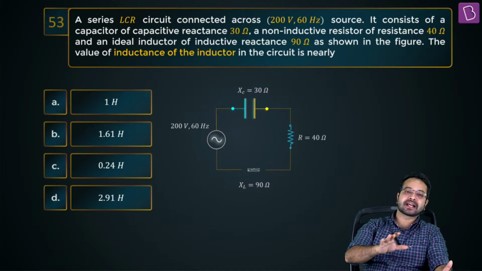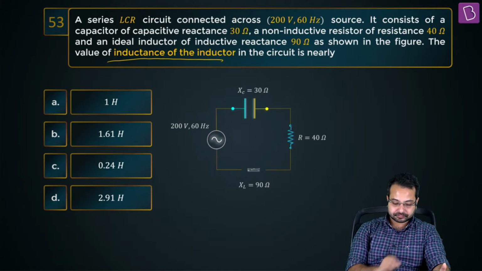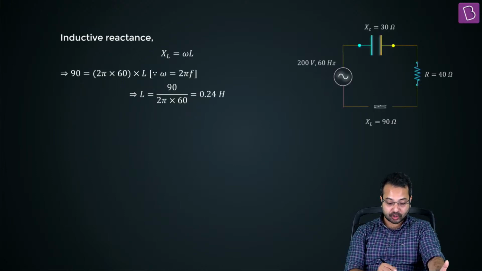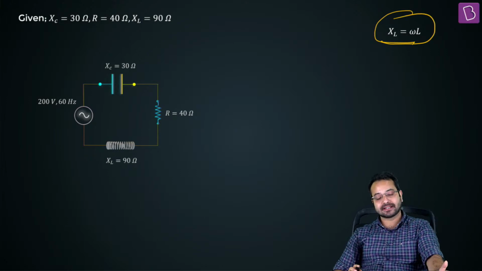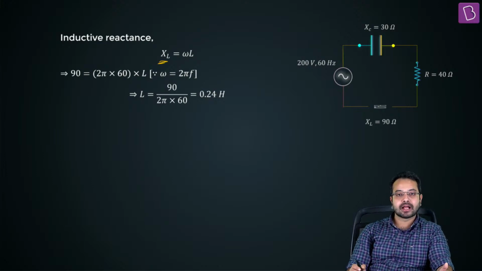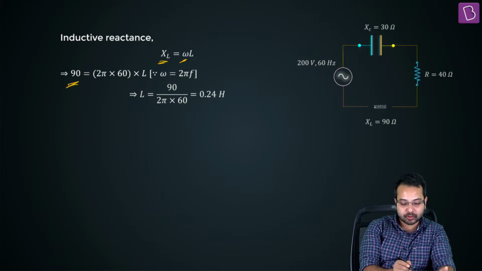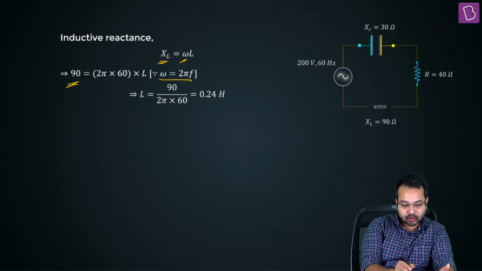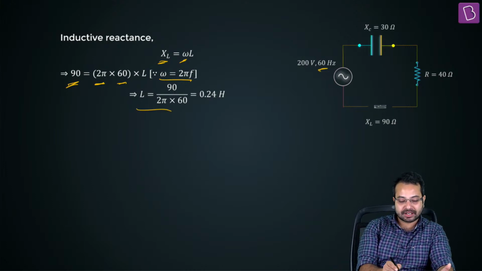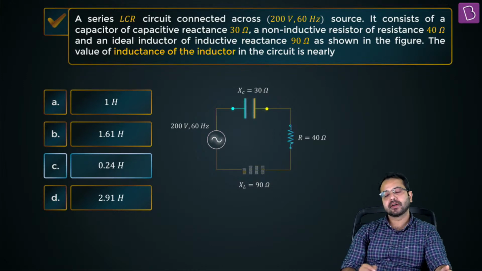All right, the situation remains exactly the same. What we need to do here is find the value of inductance of the inductor. The inductive reactance is given by XL is equal to omega L. We know XL and we know omega, so all we need to do is the substitution. XL is 90, which is given to us, is equal to omega, which is 2 pi into frequency. So this is 2 pi multiplied by frequency, which is 60 hertz, given in the question. From here, when we calculate L, it comes out to be 0.24 Henry. So option C is going to be the correct option.